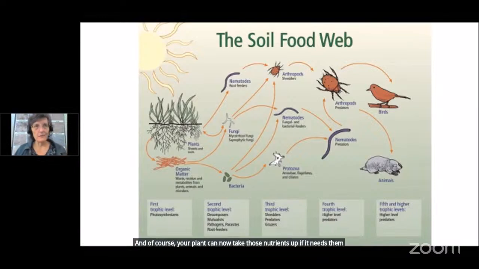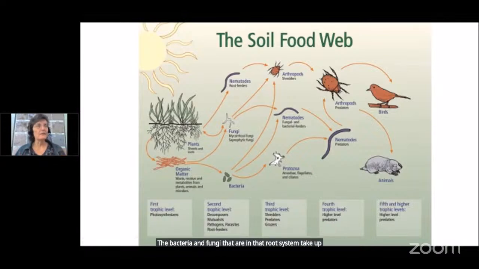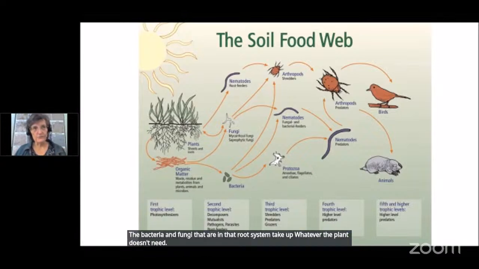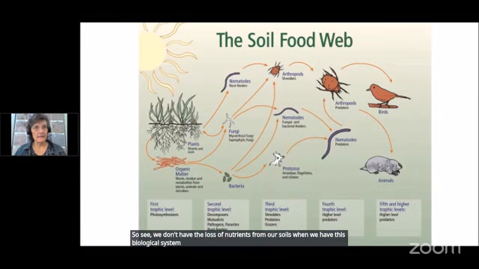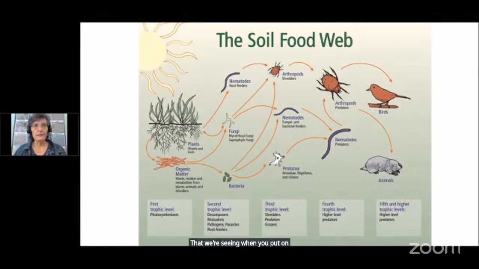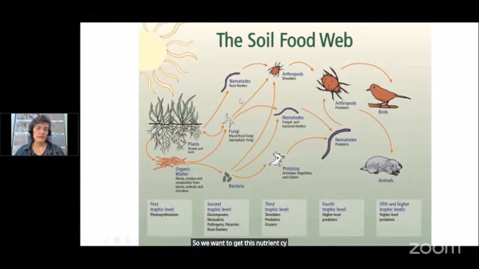If your plant doesn't need them, the plant doesn't take it up, and then quite happily, the bacteria and fungi that are in that root system take up whatever the plant doesn't need, hold on to all those nutrients and keep them from leaching. So see, we don't have the loss of nutrients from our soils when we have this biological system in place. We don't have the damage to rivers and lakes and streams and groundwater that we're seeing when you put a soluble inorganic nutrient onto the surface of the soil. So we want to get this nutrient cycling system reestablished.